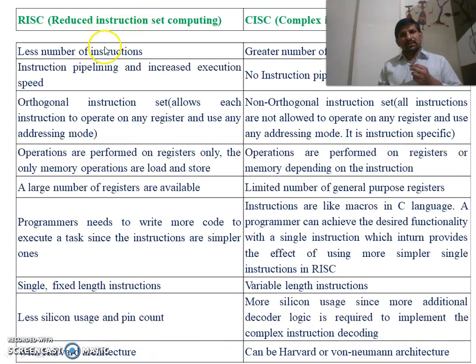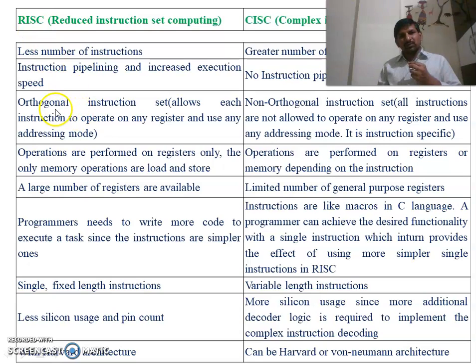So check here, the RISC based instruction set contains fewer instructions, whereas the CISC based instruction set contains a greater number of instructions. The RISC based instruction set supports the pipelining technique. Pipelining means parallelly performing multiple operations. So we are reducing the execution time, automatically increasing the speed. CISC doesn't support the pipelining technique.